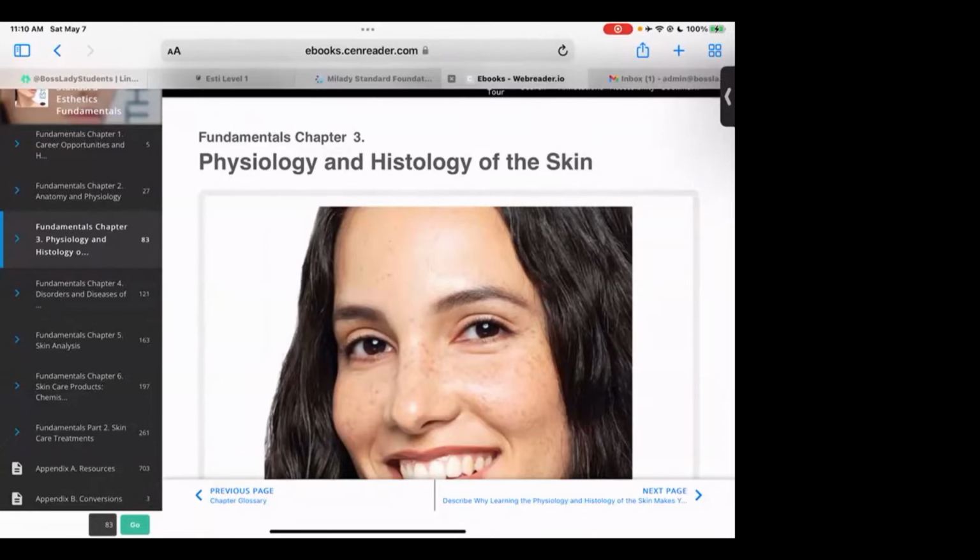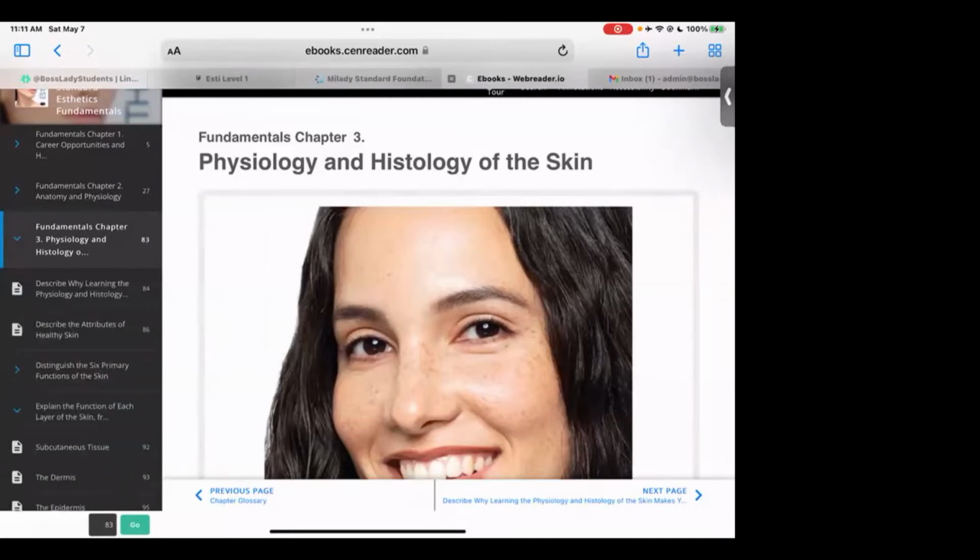It's a lot, but I really wanted to spend a little time talking about the physiology and the histology of the skin, specifically what those two words mean. And I want to take a little time to talk about the layers of the skin, as well as distinguishing the 6 primary functions of the skin.